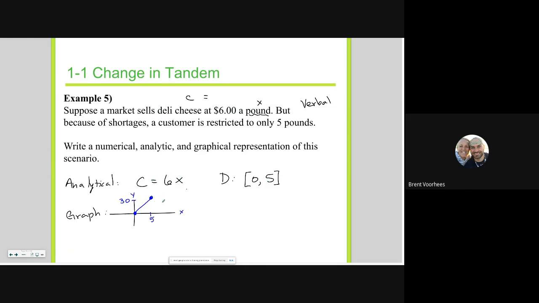Okay, so now we can do the range. What's the lowest value? Zero. What's the greatest value? 30. So I'll do the range here. The range of price would go anywhere from zero to $30. Smallest to largest.